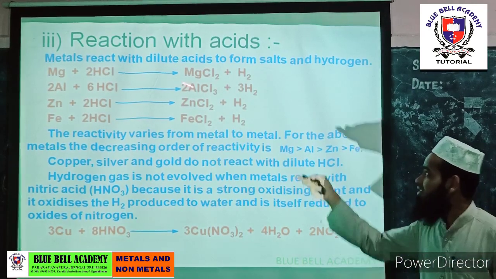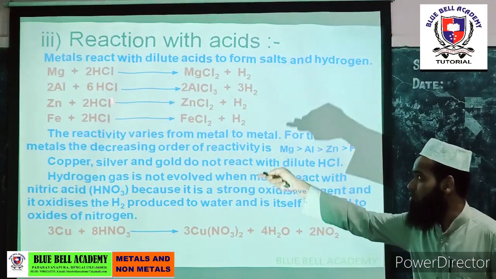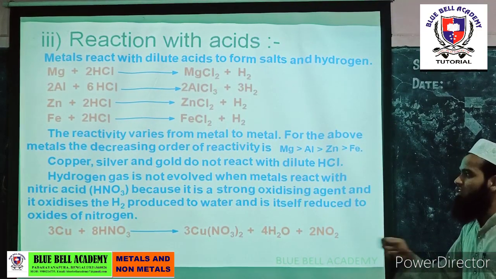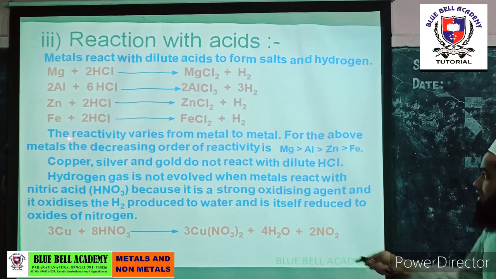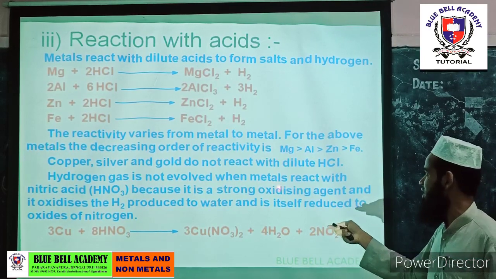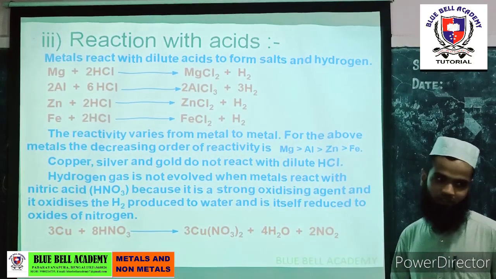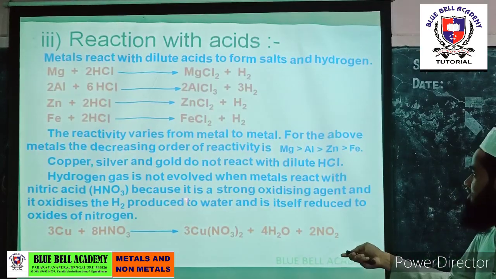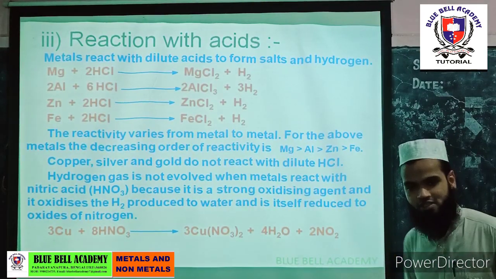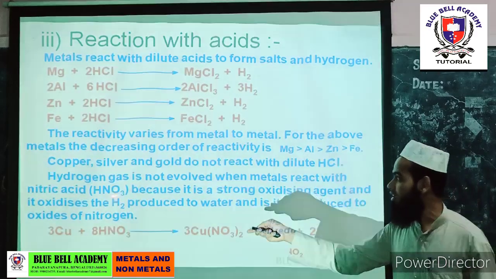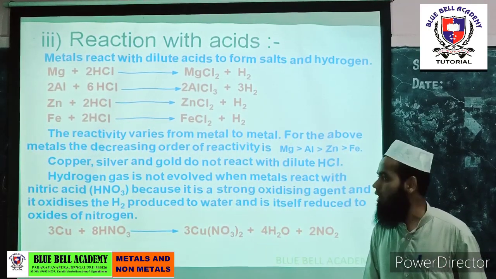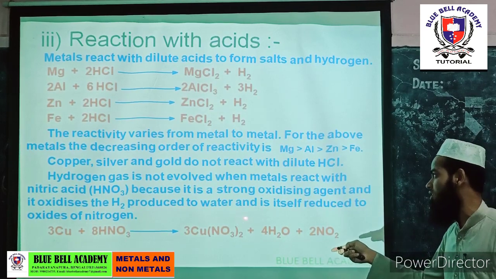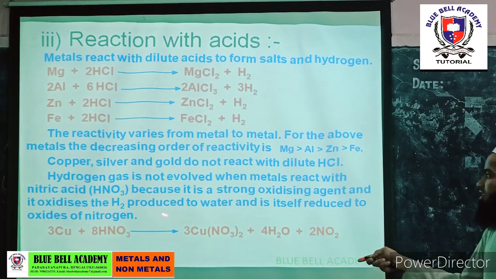As you know, if the metals react with dilute hydrochloric acid, it is going to liberate which gas? Hydrogen gas. But there is one exception: hydrogen gas is not evolved when metals react with nitric acid. They may ask the reason as an application-based question. Because nitric acid is a strong oxidizing agent. It oxidizes the hydrogen to produce water and itself produces oxides of nitrogen.